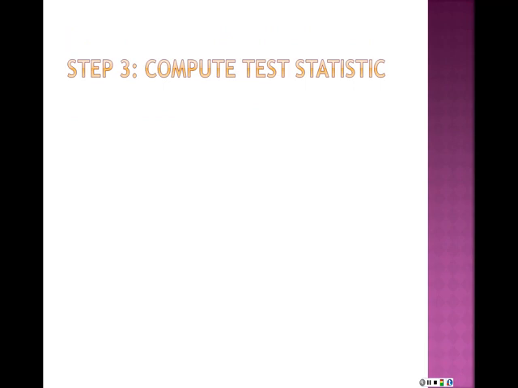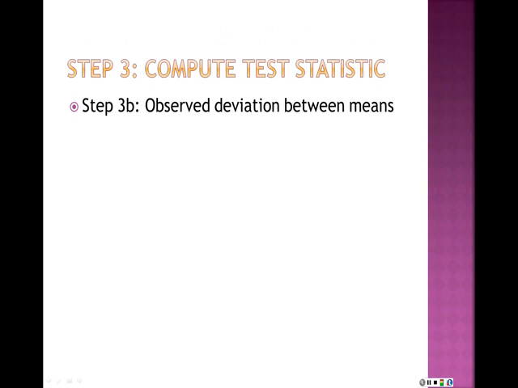So after we get that, we then need to compute our test statistic. And our test statistic takes several steps. First, we find the average of the deviation scores. And the way you find that is you take the sum of the deviation scores and divide that by our sample size. So in this case, our average deviation, or average difference between the means, is negative 0.09.